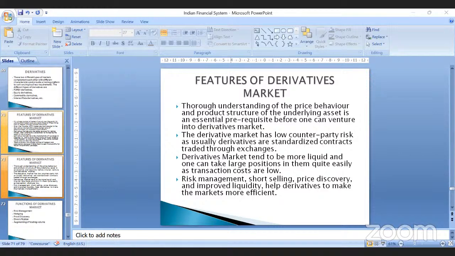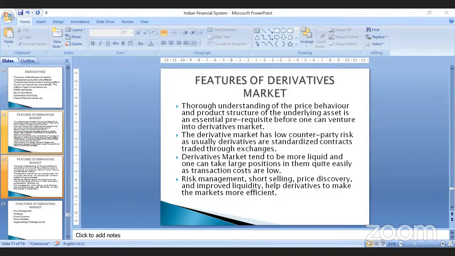Not only that, the derivative market has low risk, right, because the contracts are standardized through stock exchanges. Now, derivatives markets are more liquid. That is, you can convert them into cash very easily at low cost. And risk management, short selling, you can sell in a very short span of time. Price discovery, and they're more liquid, right? These derivative markets operate in a very efficient manner when you compare them with other markets.